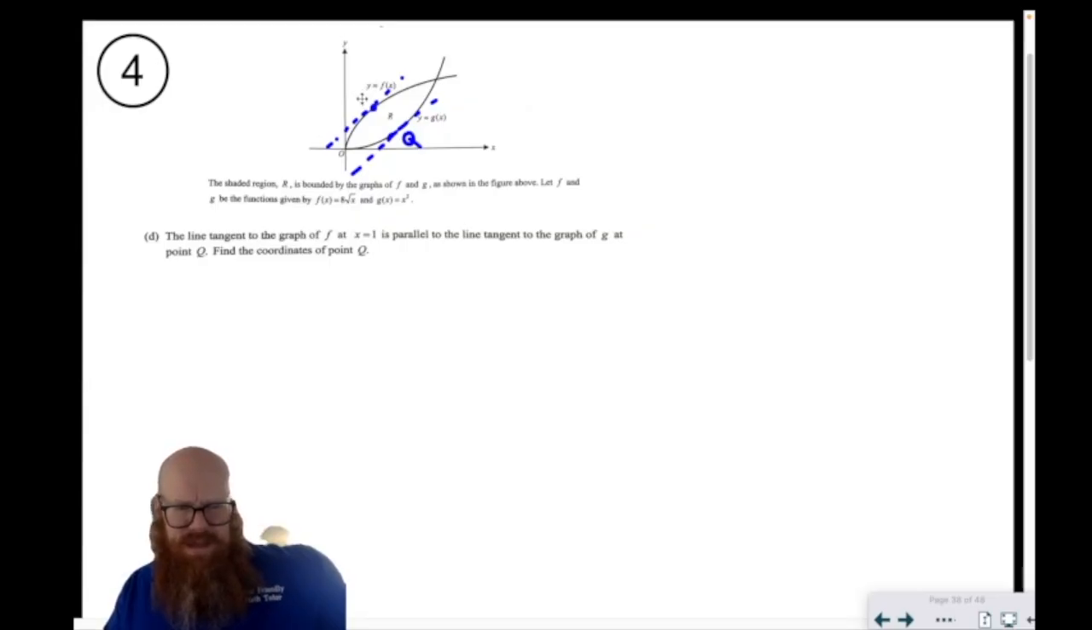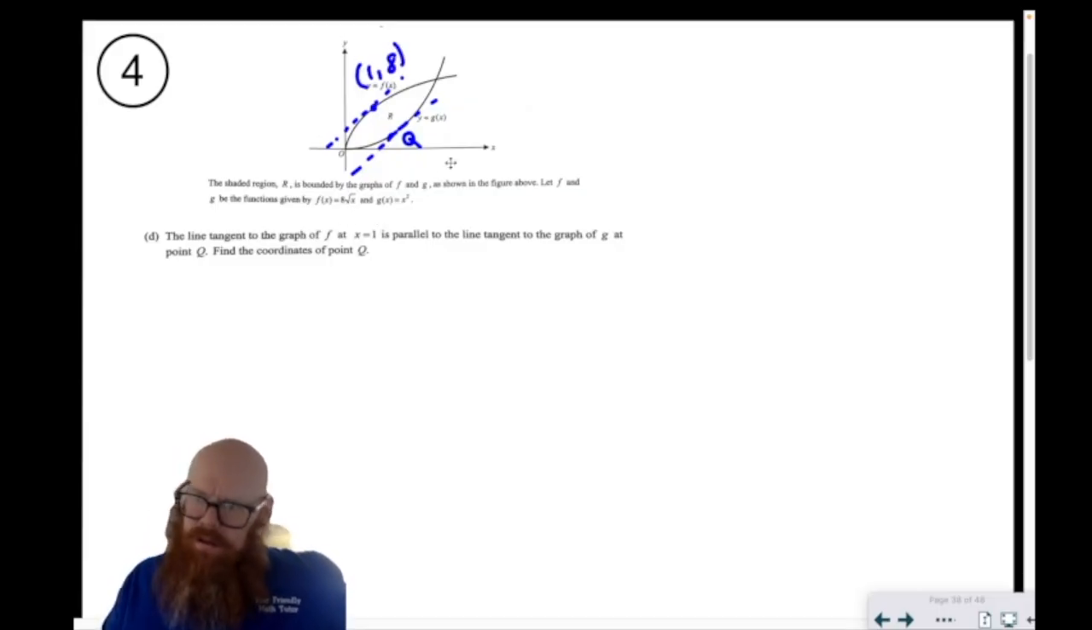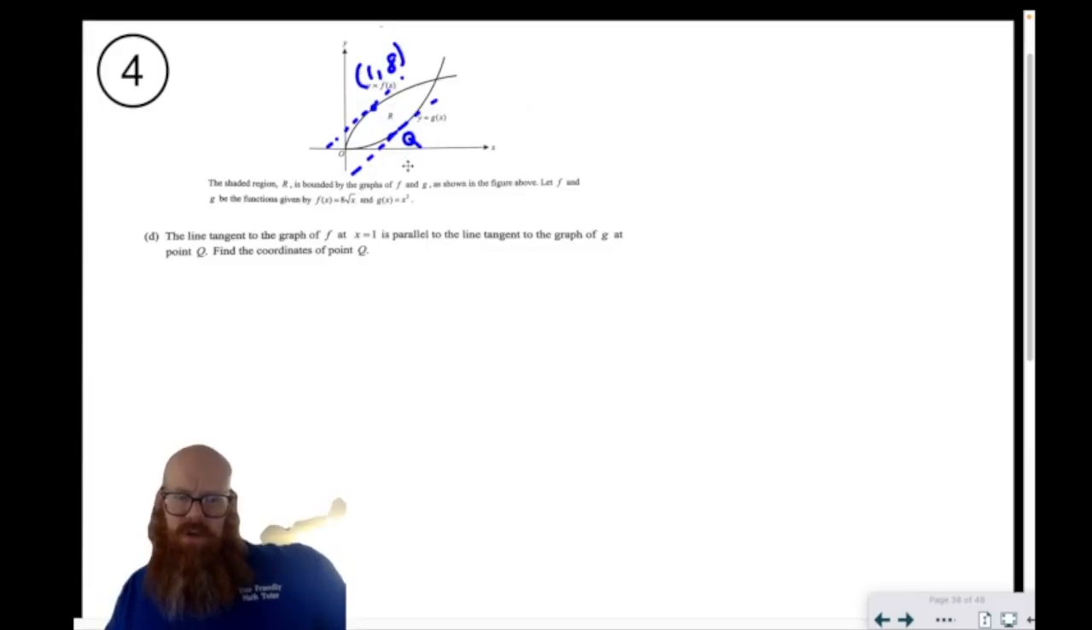Wait, the line tangent to the graph is parallel to the line tangent... Okay. Oh, at x equals 1. So this is like 1 comma... Well, for f of x is 8 root x, so this is just 1 comma 8. And then I'm looking for the coordinates of Q.